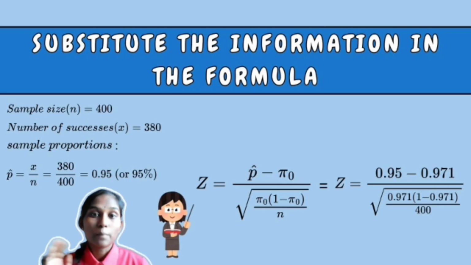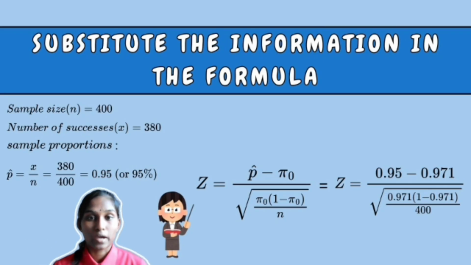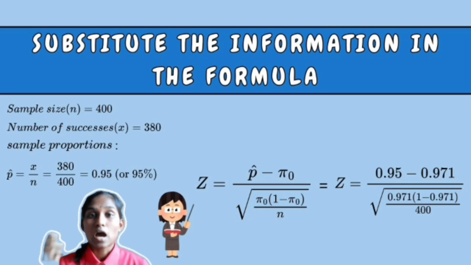So z equals p hat minus proportion divided by square root proportion in bracket 1 minus proportion divided by n. So how to substitute? Z equals 0.95 minus 0.971 divided by square root 0.971 in bracket 1 minus 0.971 divided by 400 and you will get the answer.